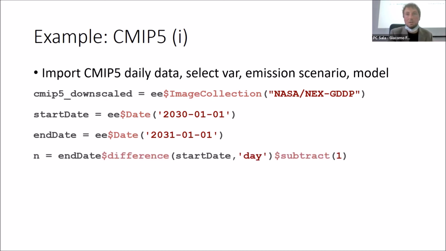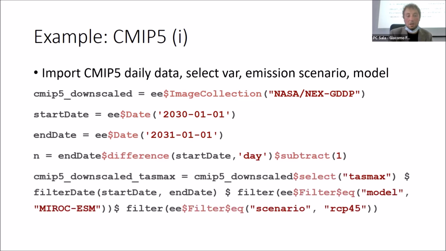Some functions, which are explained in the script, define the time boundaries that we want to extract. And then, as you can see, using these functions, select and filter, we can filter the properties of the dataset to choose the variable, the climate model, and the scenario that we want.